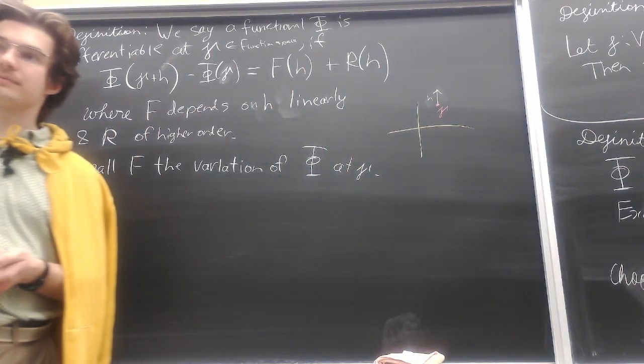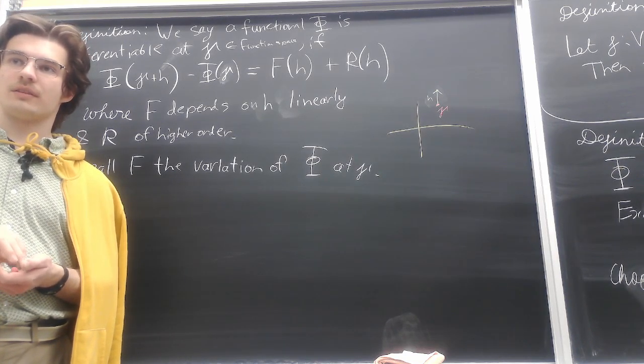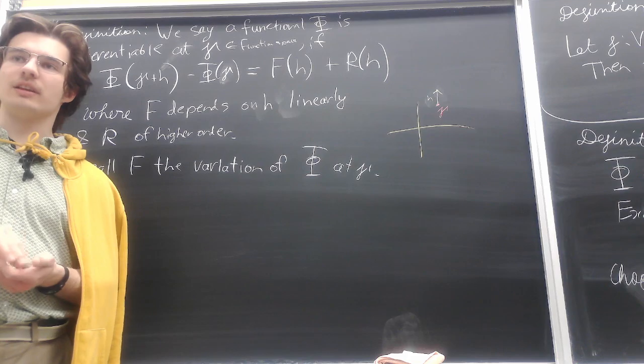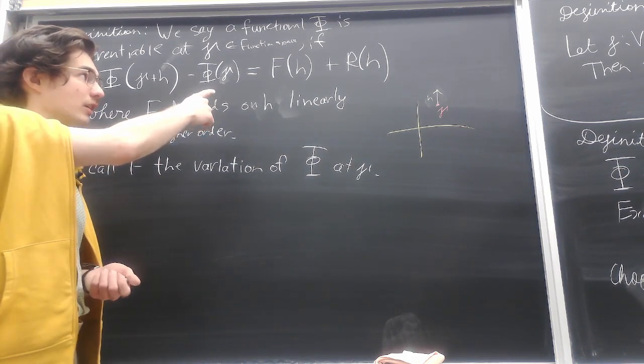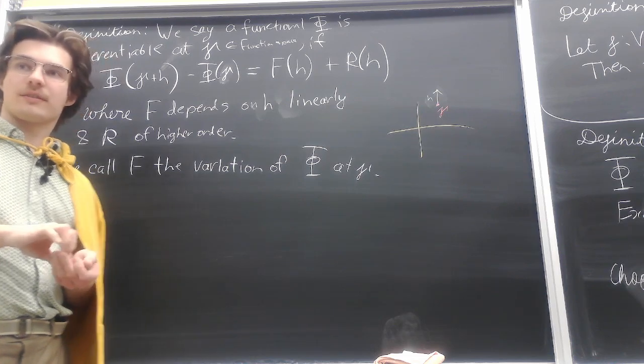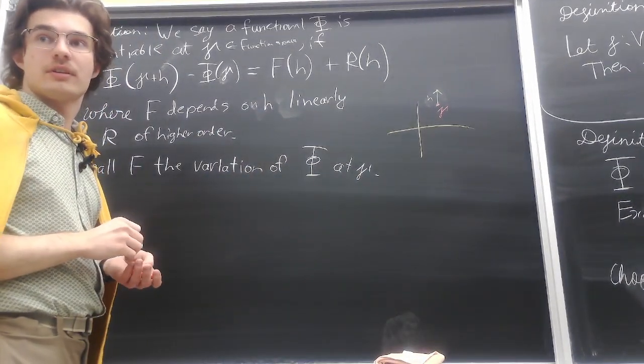When you say f depends on h linearly, does that mean f itself is linear? It's a linear functional of h. So it takes in a function as input and is linear. What does "of h" mean?